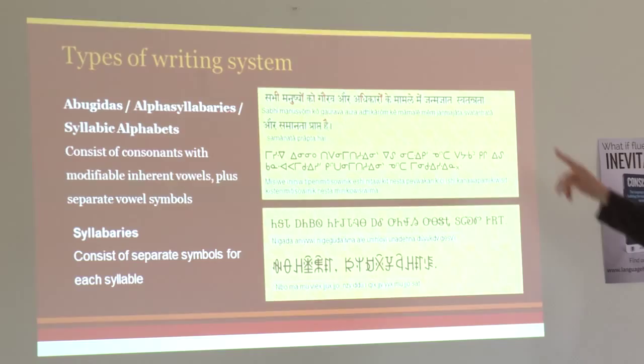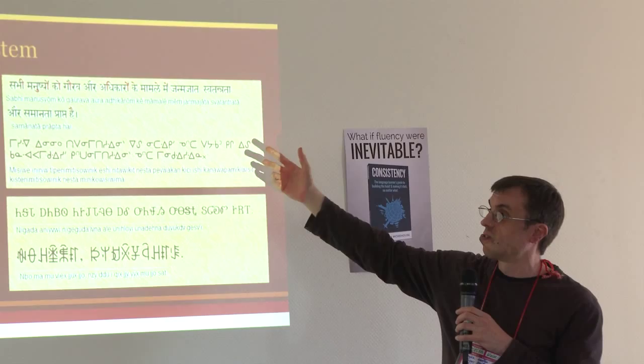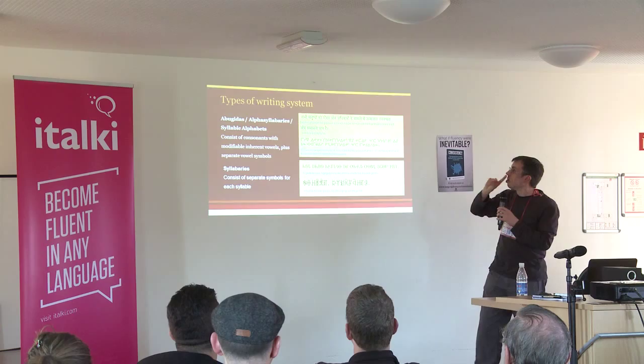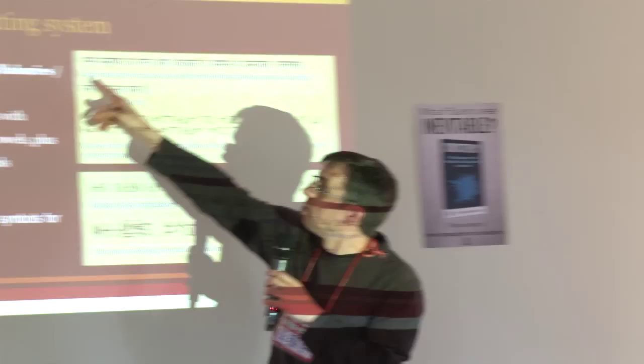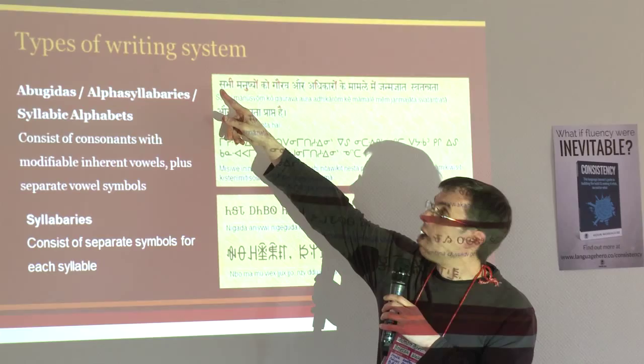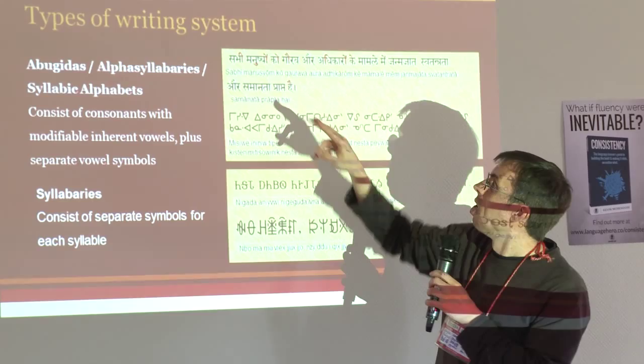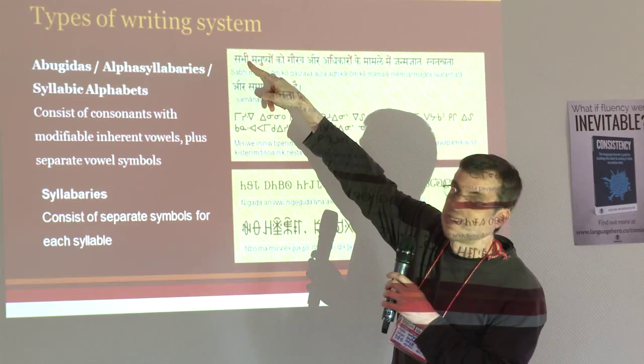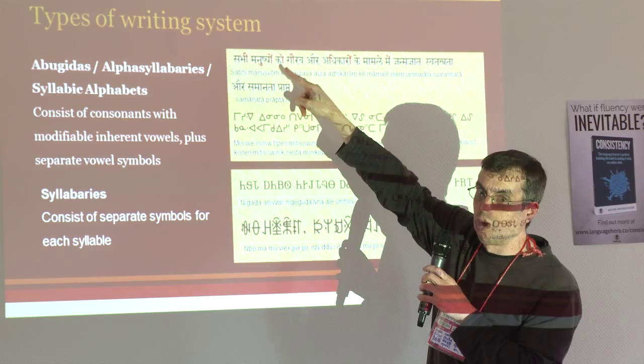Now these two, these are abugidas, also alpha syllabaries or syllabic alphabets. So here the letters, for example, this one is a sa, that represents the consonant plus the vowel. And this one, without this bit, is a ba, but with this bit it becomes bi, because this bit represents the I. So the red bits change the inherent vowel of the consonant syllable.